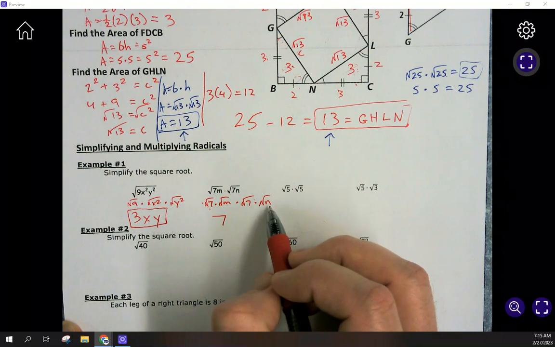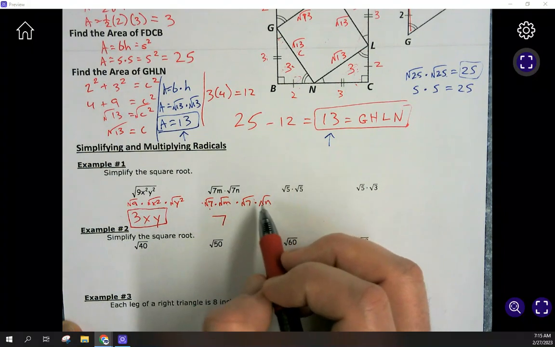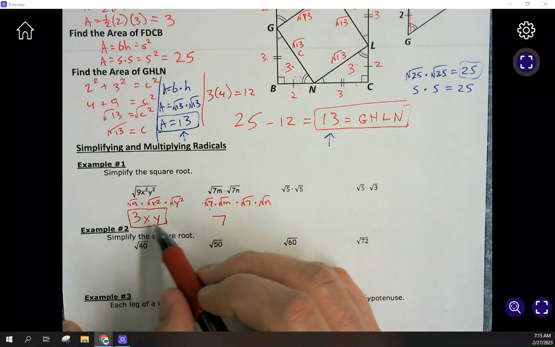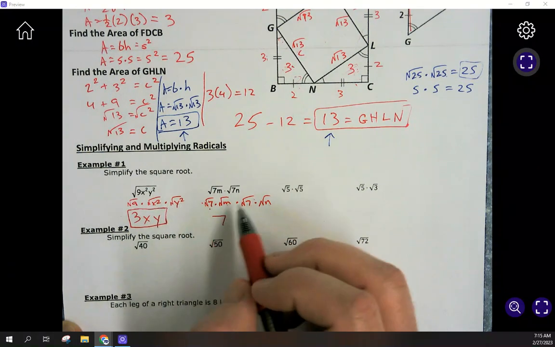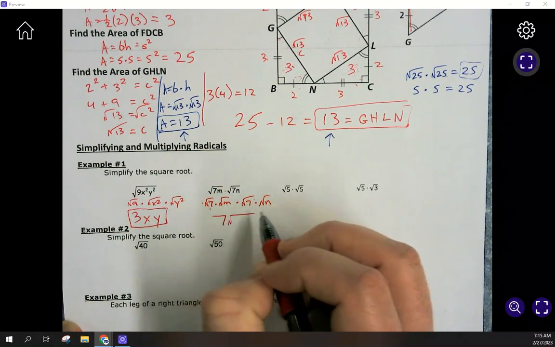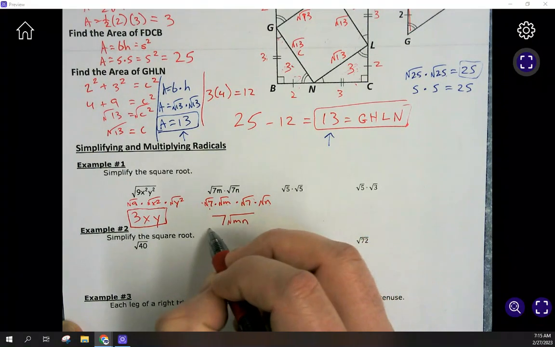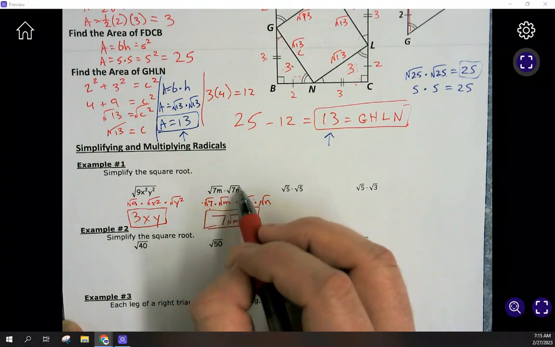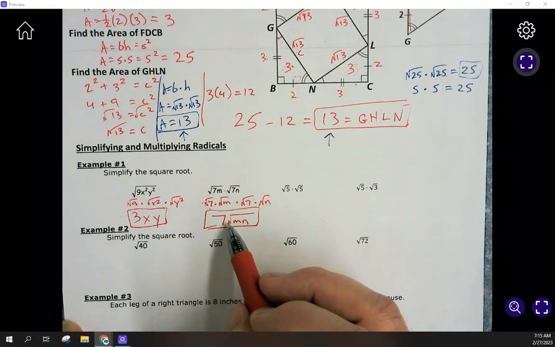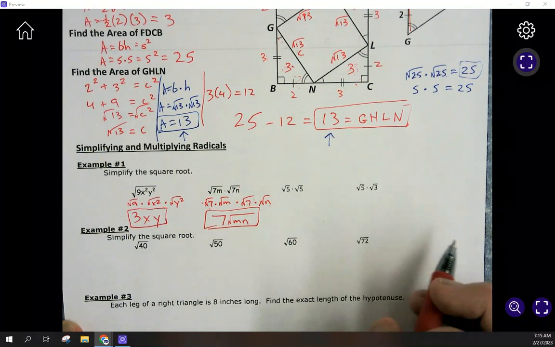And I can't take the square root of either one of these. Notice they're not squared, so you cannot just write m or n. That's only when it's squared. And so I'm just going to leave those underneath the square root, recombine them instead of writing them separately. The simplified version of this is a whole number 7 times the square root of mn.